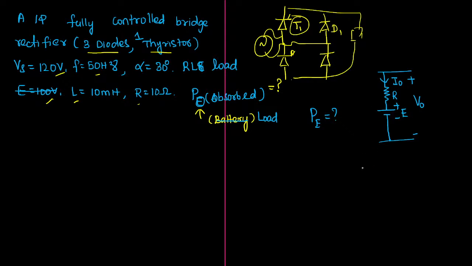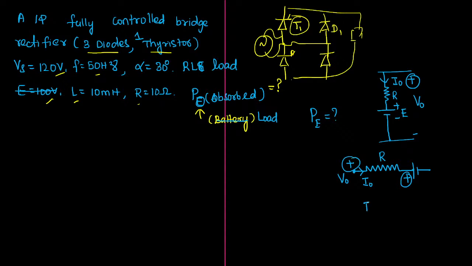See, if you consider the resistor alone, this resistor has two terminals. In one terminal I have V naught average. This V naught positive voltage will be reflected here, and the current will go like this, I naught. In the other terminal I have the battery positive terminal reflected here. We saw all these things in circuit theory.